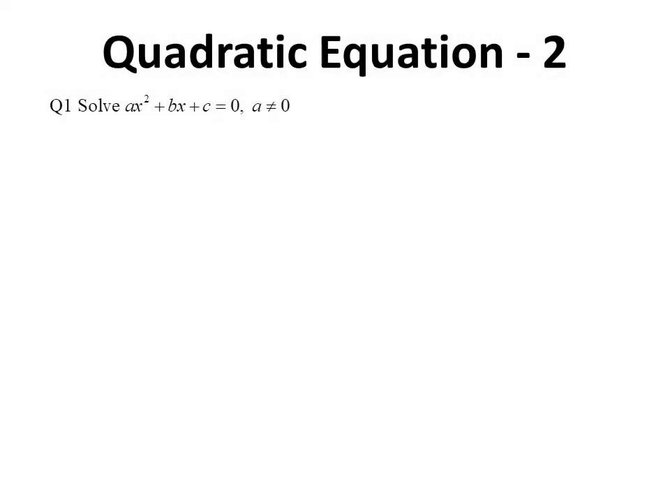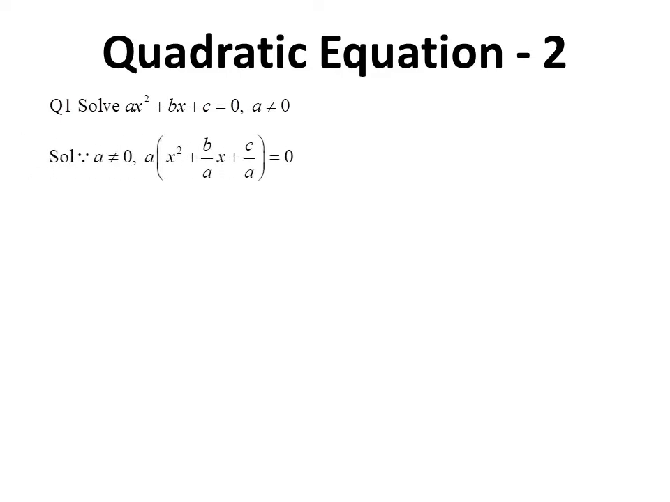Welcome to the second session of the quadratic equation topic. The first question we are going to solve is a trinomial quadratic equation in its standard form with arbitrary constants a, b, and c. The only condition here is that the quadratic coefficient a is not allowed to be 0, because if a is equal to 0, it is no longer a quadratic equation. Instead, it becomes a linear equation.